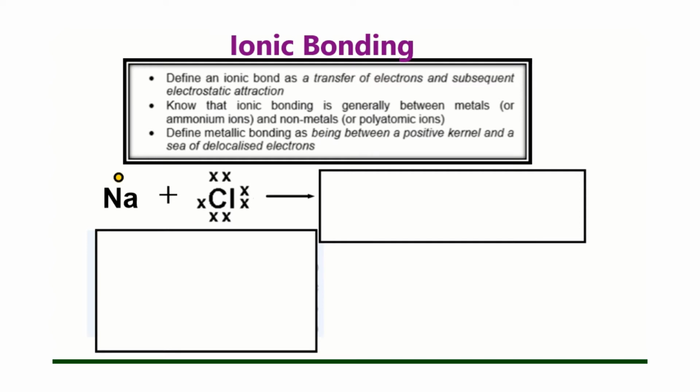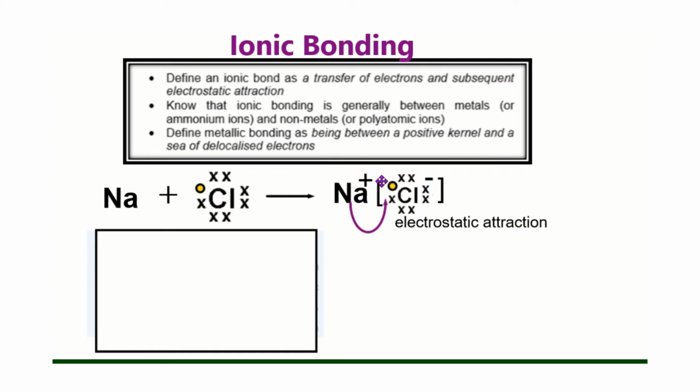So what happens is the electron from the sodium transfers here to the chlorine. Because the sodium has lost its valence electron, it becomes positively charged. It has fully lost the electron. There's no sharing of electrons whatsoever. Then the chlorine has gained an electron, so the chlorine becomes negatively charged.